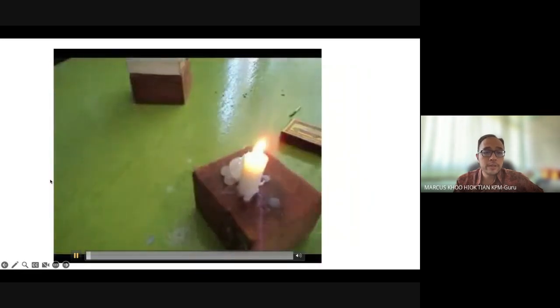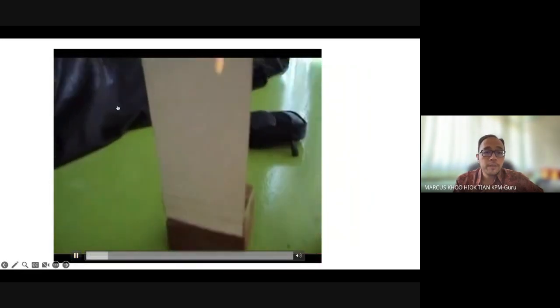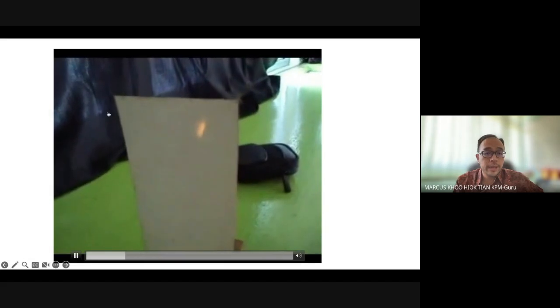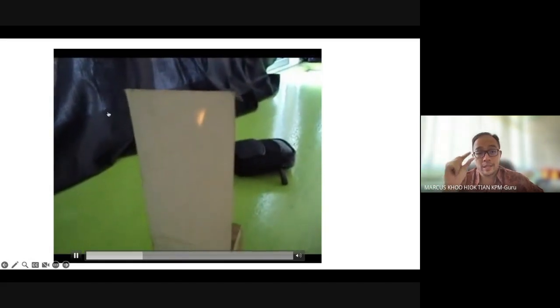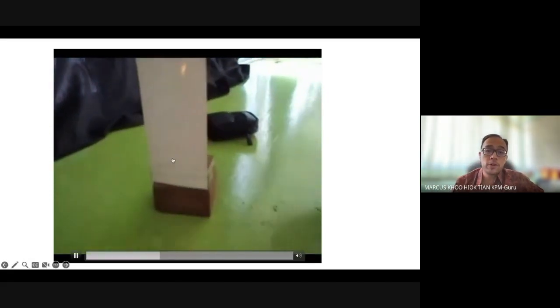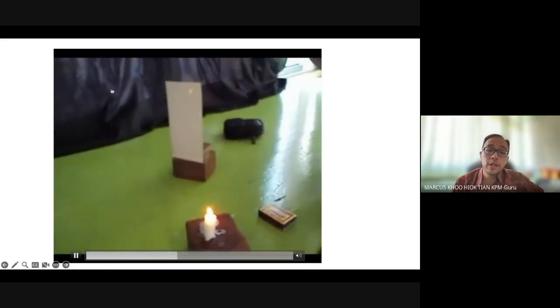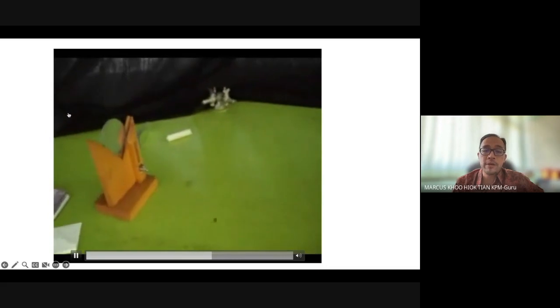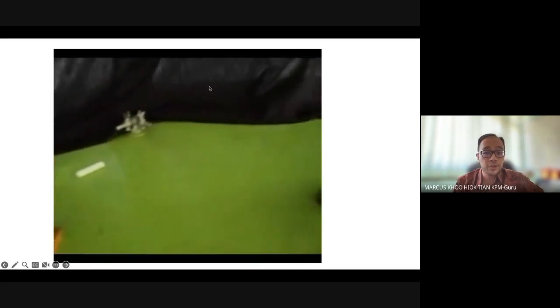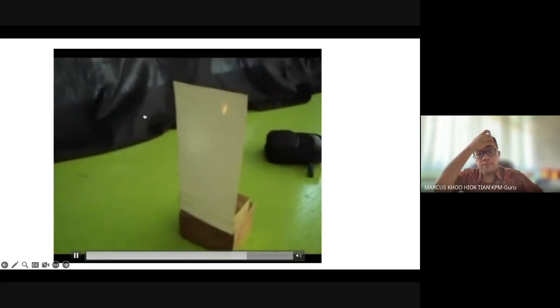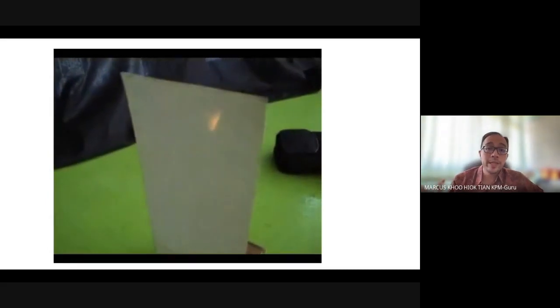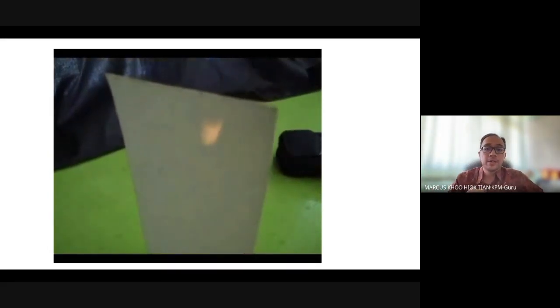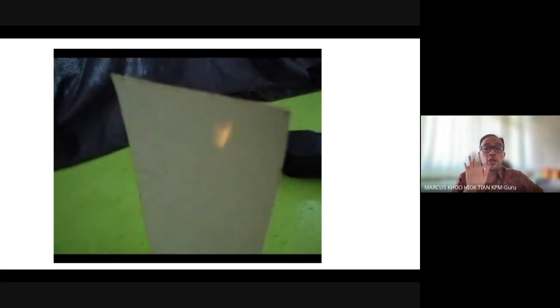Okay, take a look at this. See the image is over here. And it is inverted, and it is smaller compared to the original candle. So this is what we call a real image. The image that is reflected on the mirror and the mirror reflects it back on the screen. And that's, I guess you can call it, the beauty of curved mirrors lah, that you can capture the image on a screen.